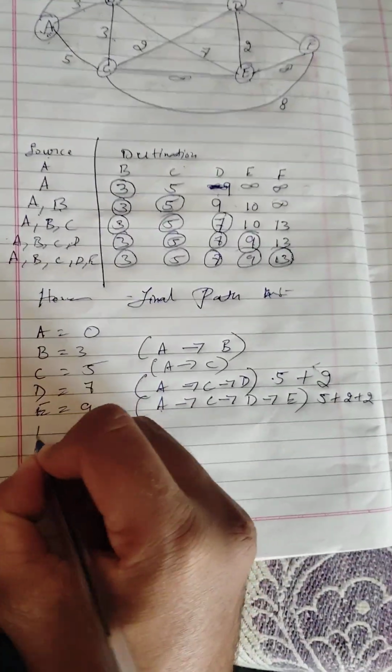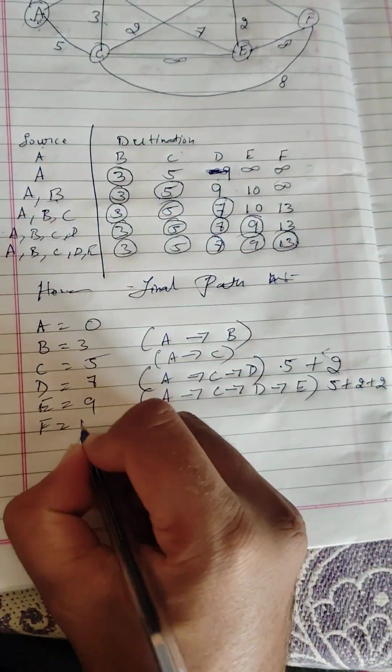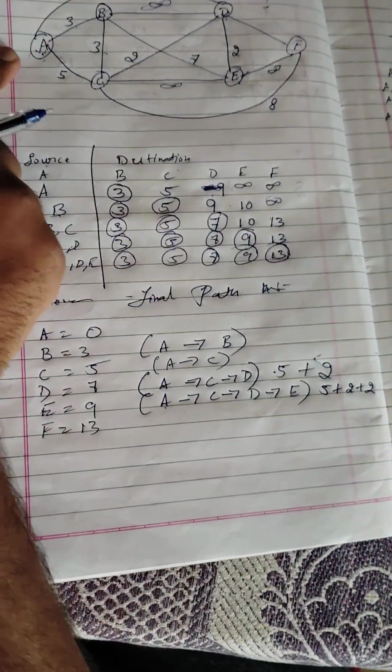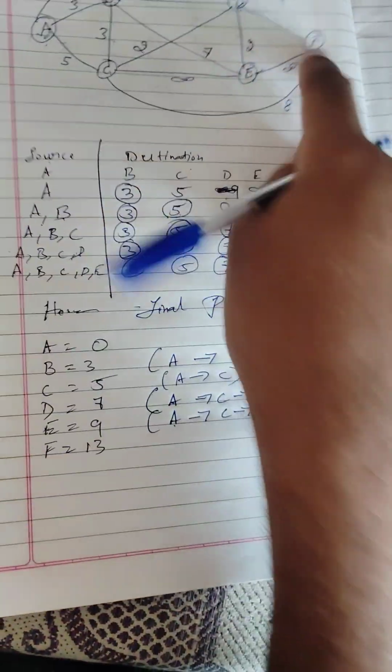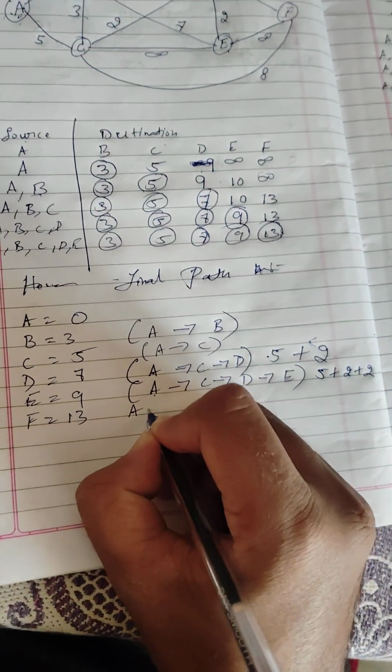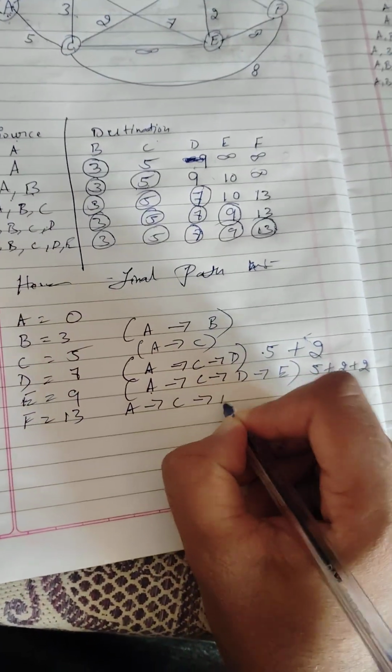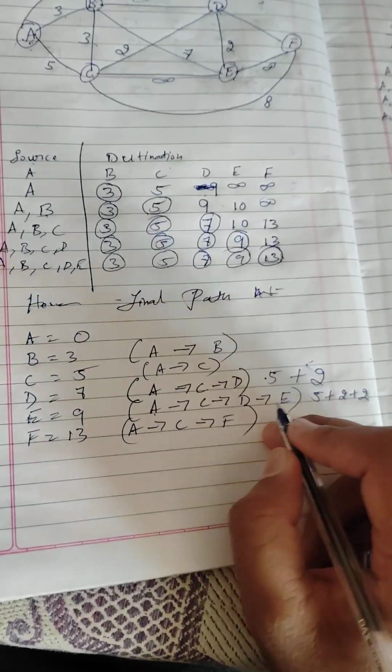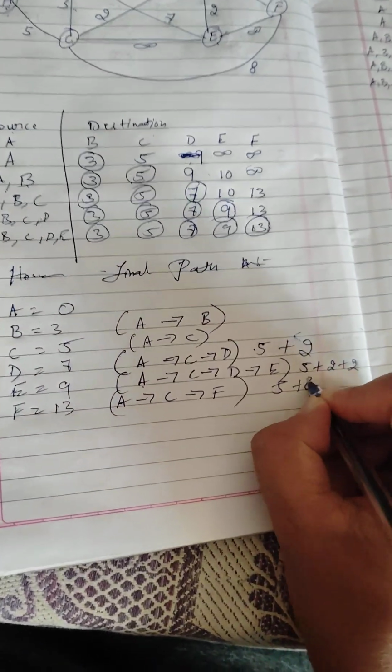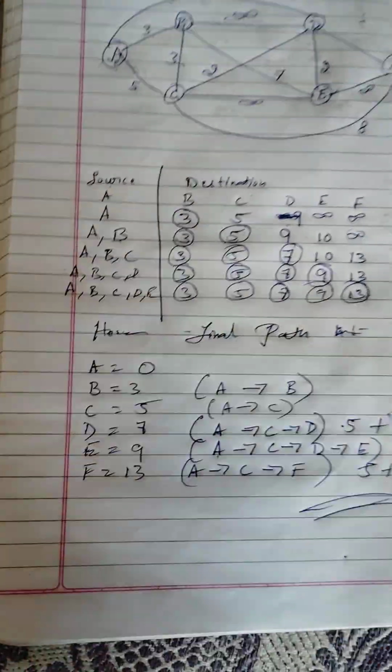Then we have F is 13. 13 is simple, we went from A to C and C to F, simple. So A to C, C to F, right? And the values are 5 plus 8. So hence proved. So we can solve.